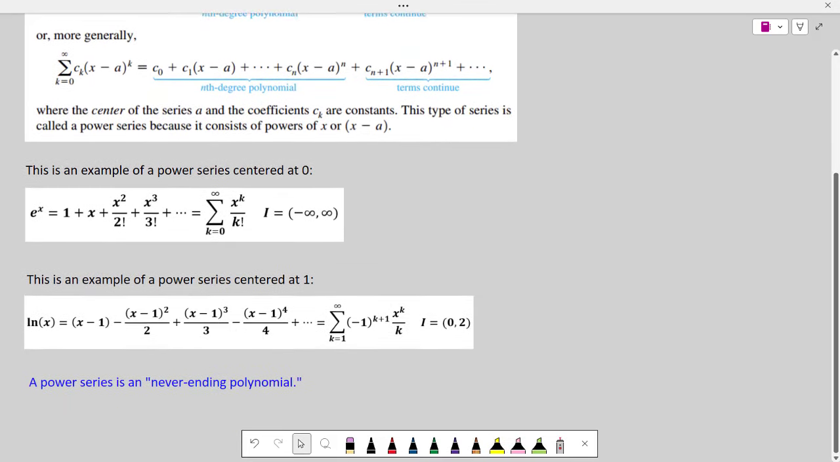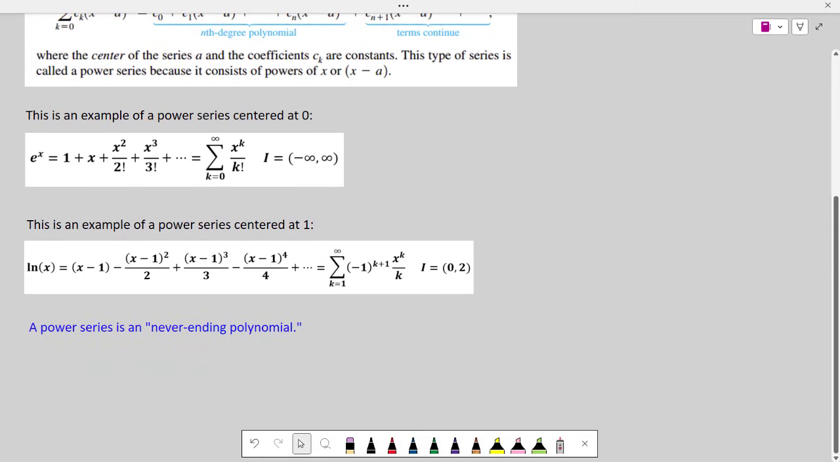Now let's look at some examples of power series. So e to the x is a function. It's continuous and differentiable everywhere. Any x, there are no discontinuity points. There's nowhere where it's not smooth.